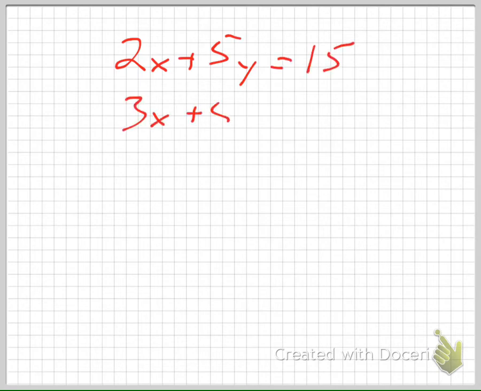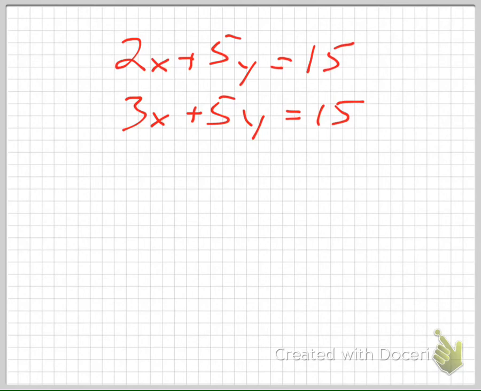One last thing before I let you go. If I gave you this question right here, and I said, are those two lines parallel, perpendicular, or neither? You realize that this is a line right here, and this is a line right here. What would you need to do to tell me whether these lines were parallel, perpendicular, or neither? What would be that process?